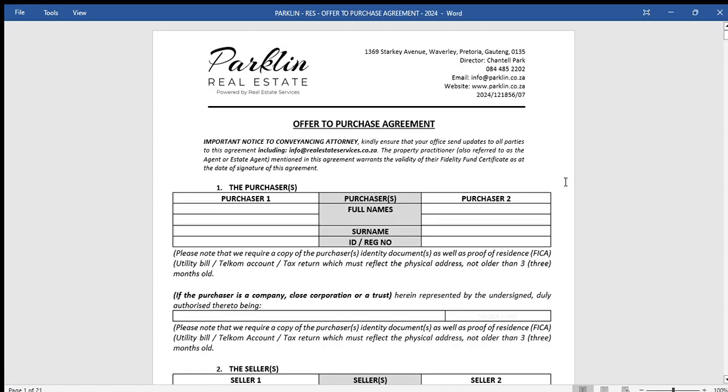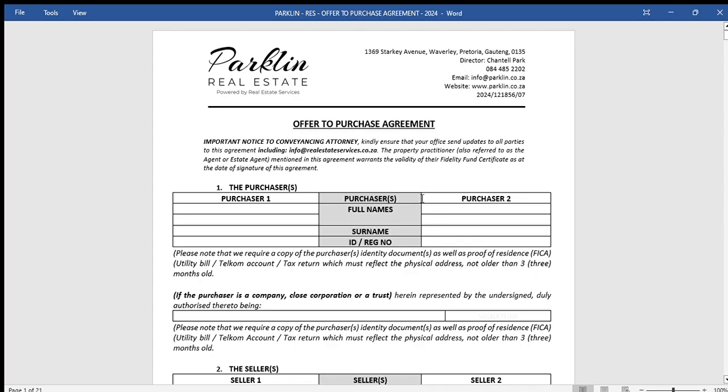So this is our own agreement from Parkland Real Estate, powered by Real Estate Services. As I said, you have to understand your offer to purchase agreement in order to explain this to your clients. So let's start with page 1. Offer to purchase agreement. The top note just says important notice to the conveyancing attorney so that they can have the contact details readily available where they should send correspondence to.